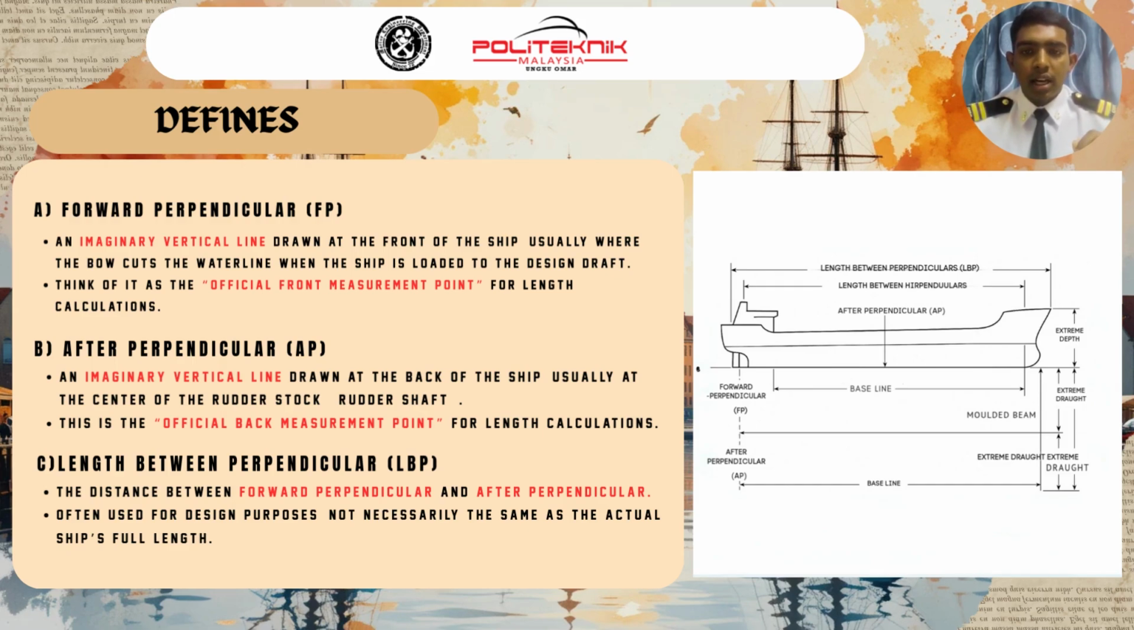And the second one is the after perpendicular, which is an imaginary vertical line drawn at the back of the ship, usually at the center of the rudder stock, which is the rudder shaft. This is the official back measurement point for the length calculation.